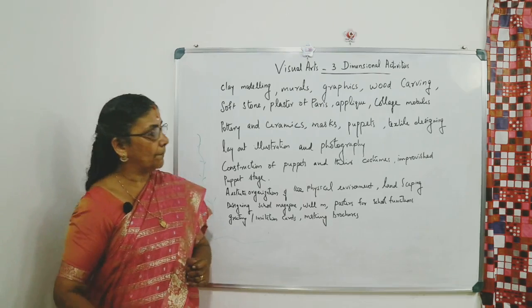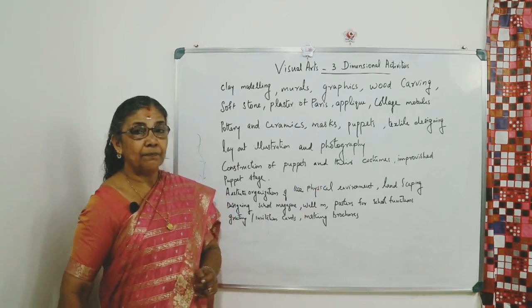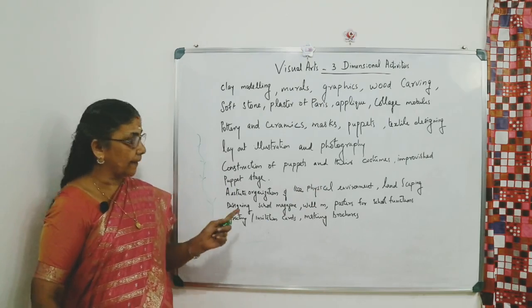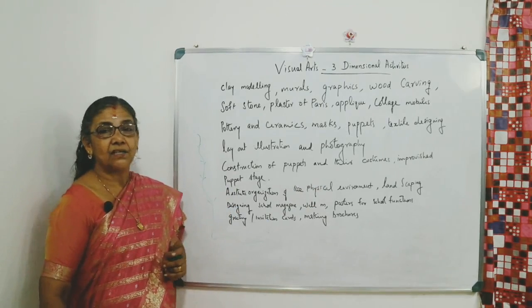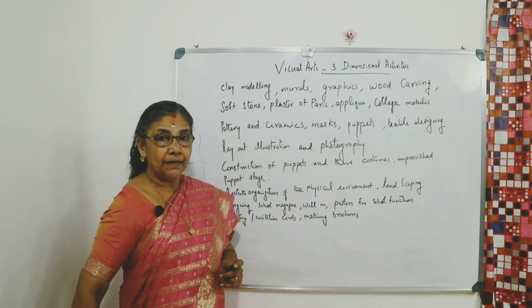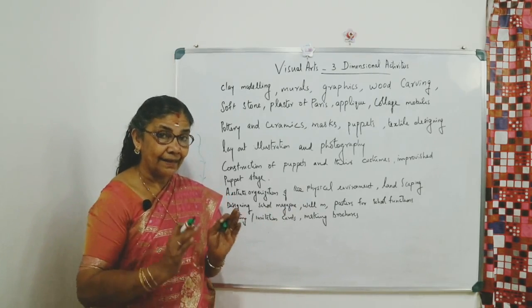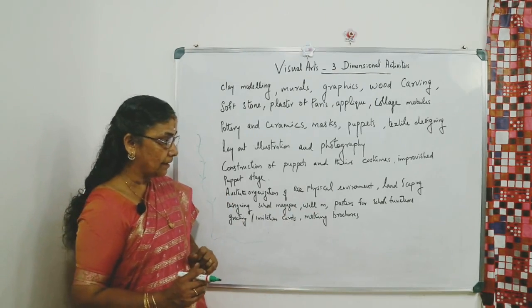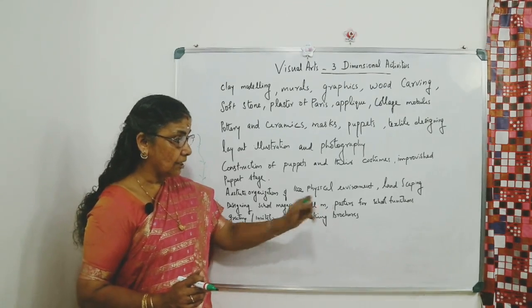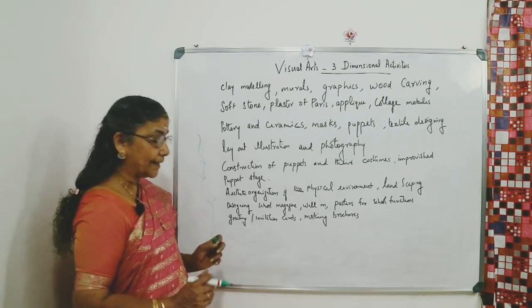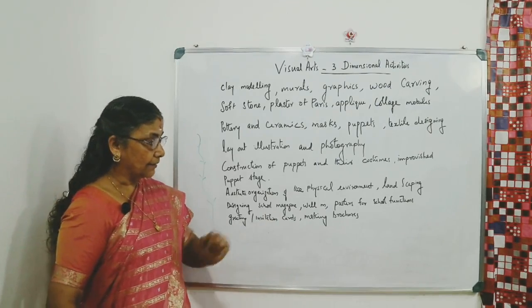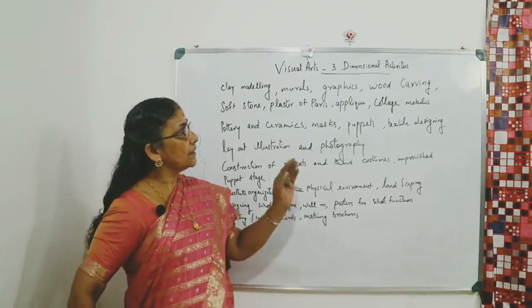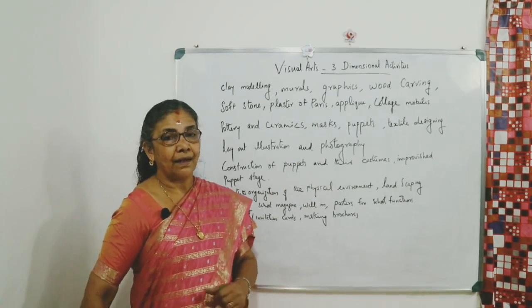Then construction of puppets and their costumes, improvised puppet stage and puppet theatre, then aesthetic organization of the physical environment, that means enhancing the land area, and landscaping, designing school magazine, wall magazine, posters for school functions, and greeting and invitation cards, then making brochures. All these are some of the three-dimensional activities.